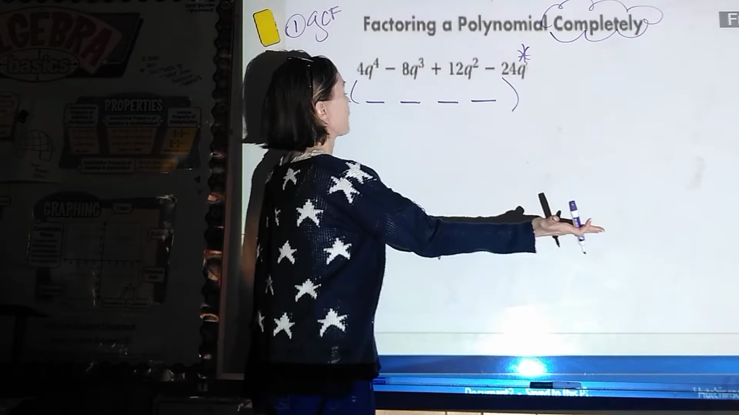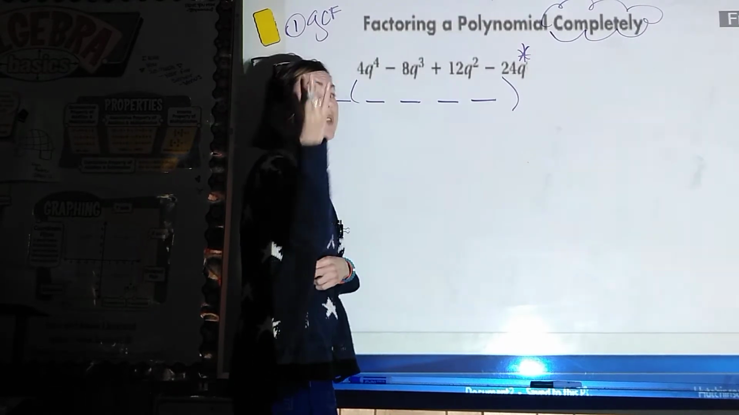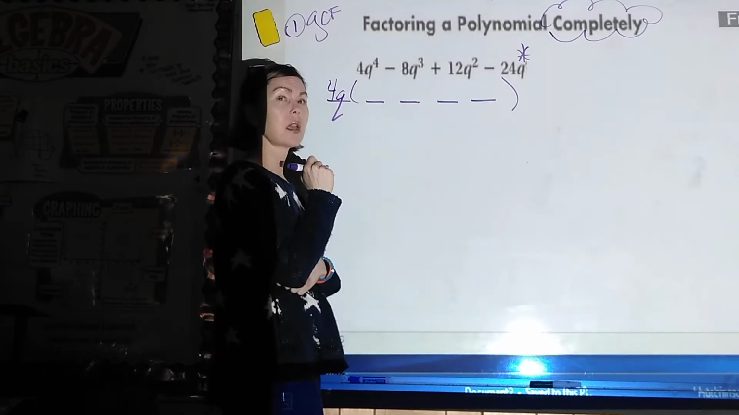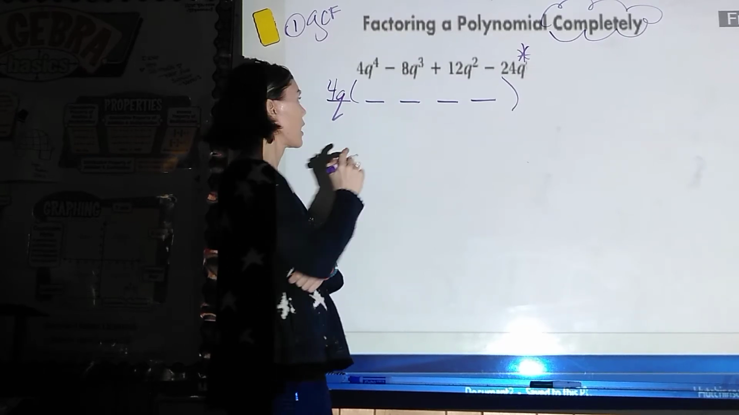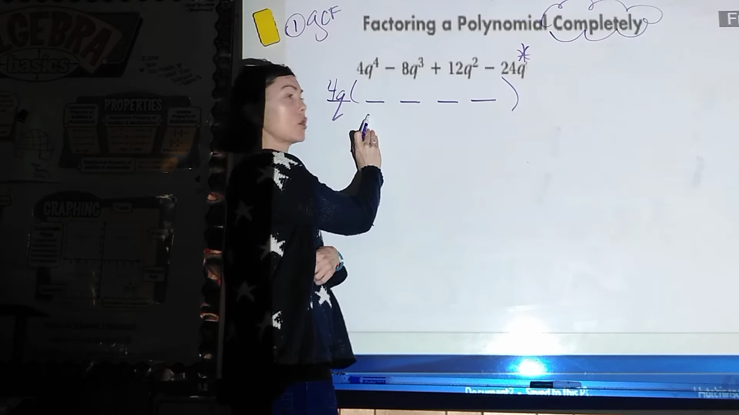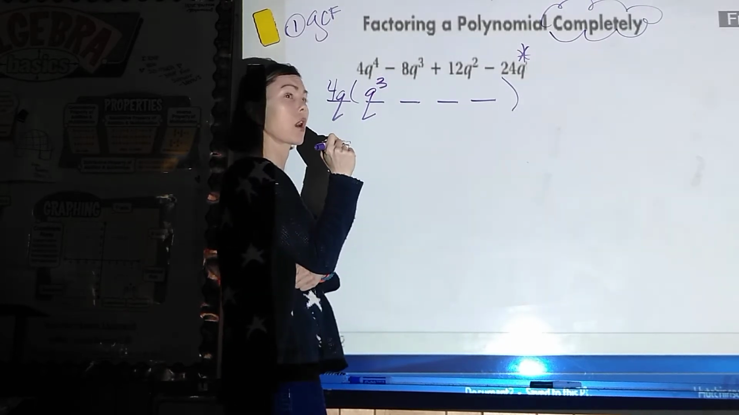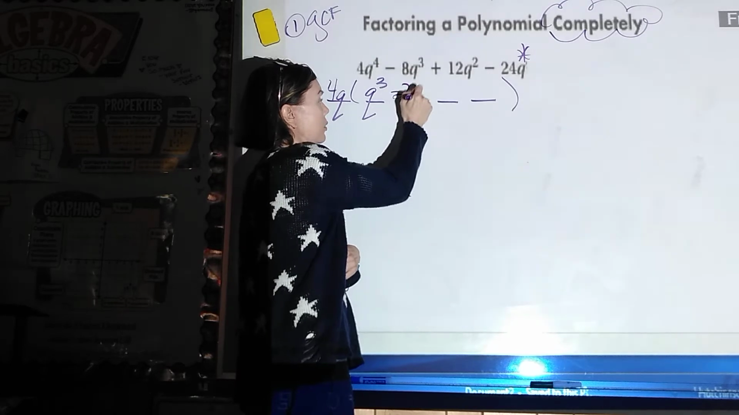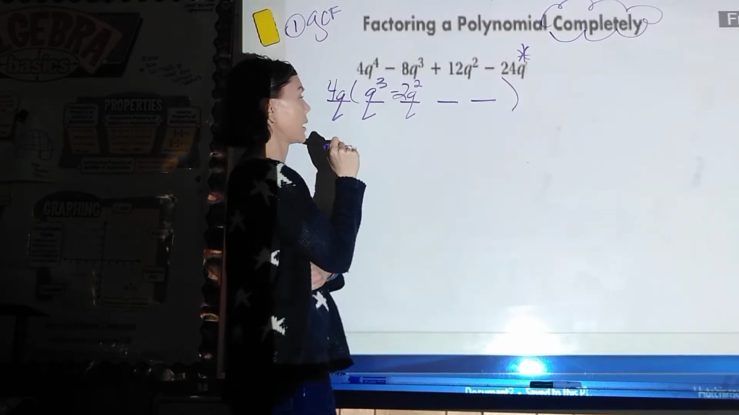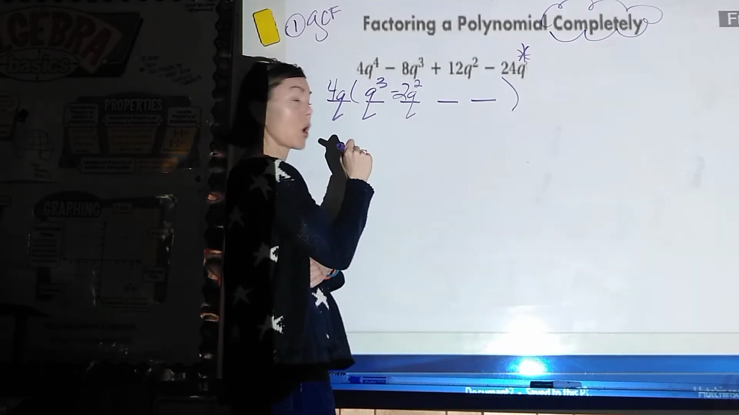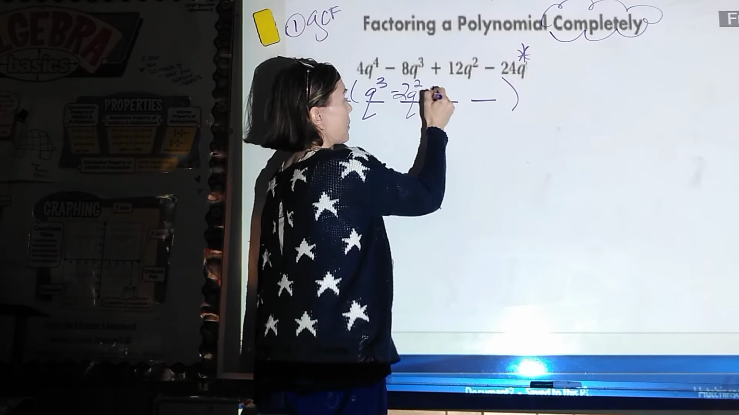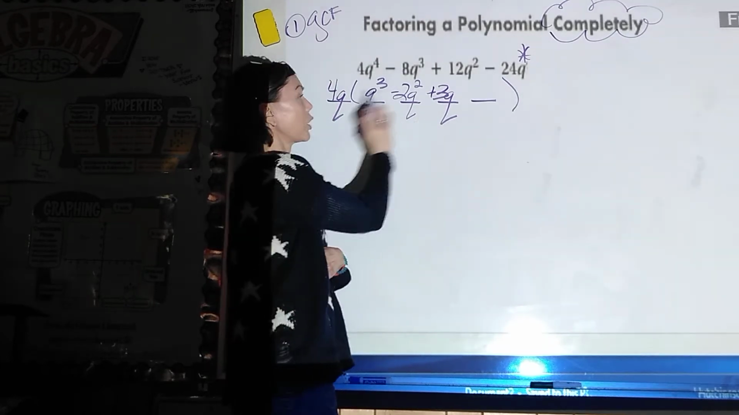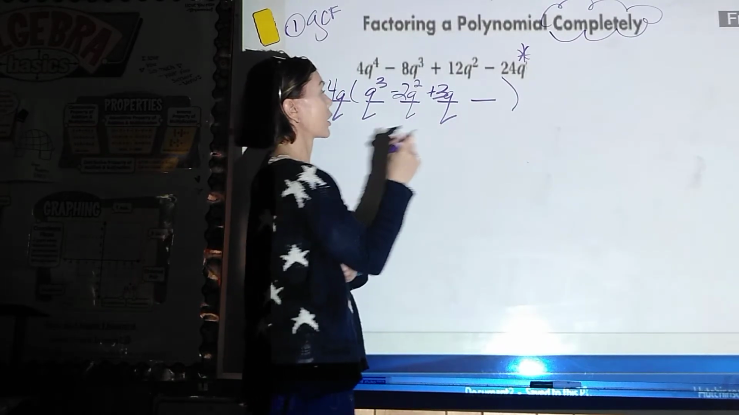So when you look at all 4 of those terms, what do all 4 of those terms have in common? 4Q. They're all multiples of 4Q. So let's fill in the leftovers. 4Q times what gives me 4Q to the 4th? Q to the 3rd power. 4Q times what gives me negative 8Q to the 3rd power? Negative 2Q squared, because 1 plus 2 is 3. 4Q times what gives me a positive 12Q squared? Positive 3Q, because 1 plus 1 is 2. And then 4Q times what gives me a negative 24Q? Negative 6.